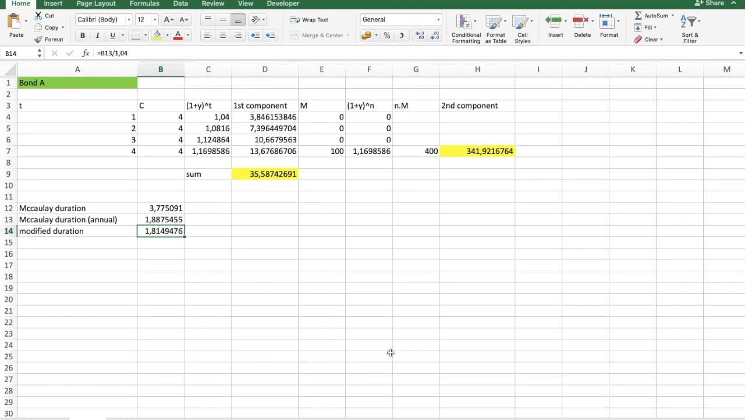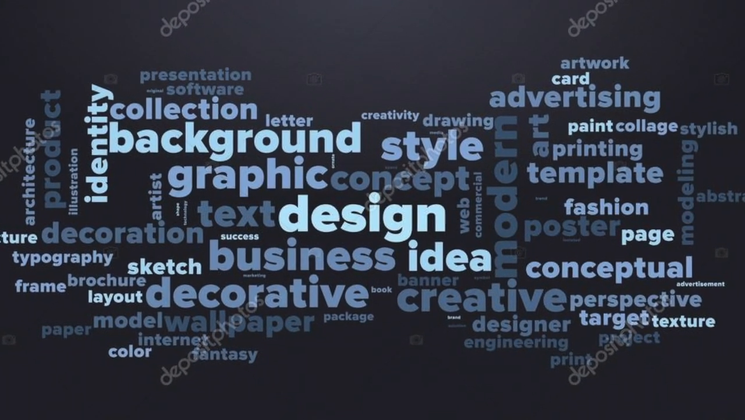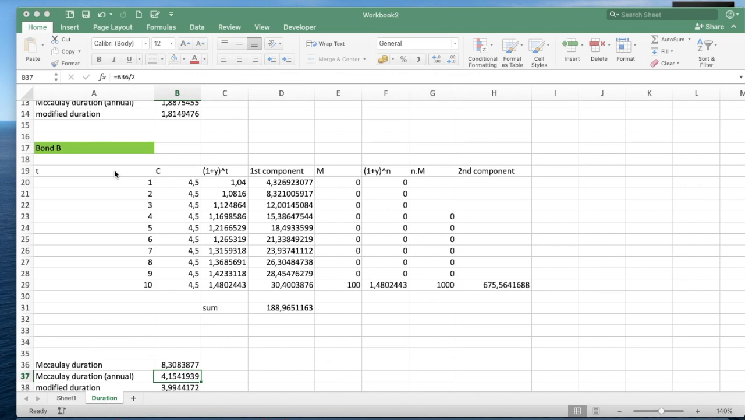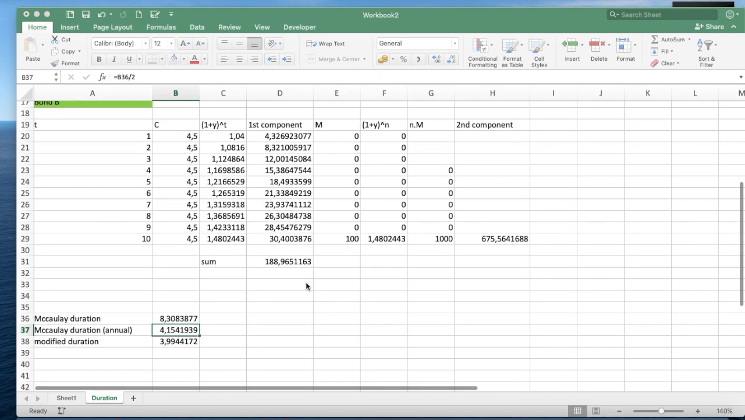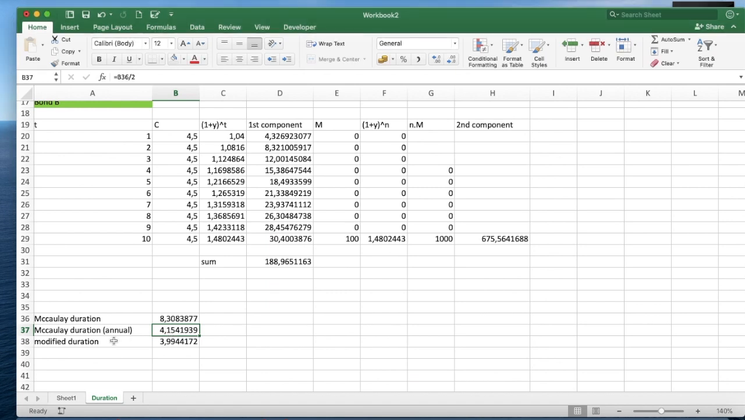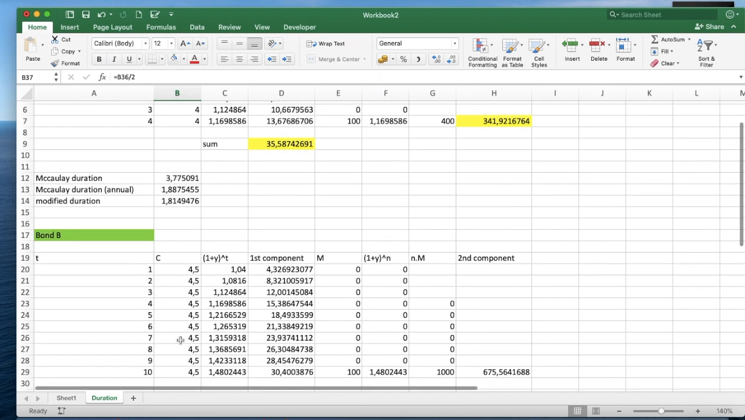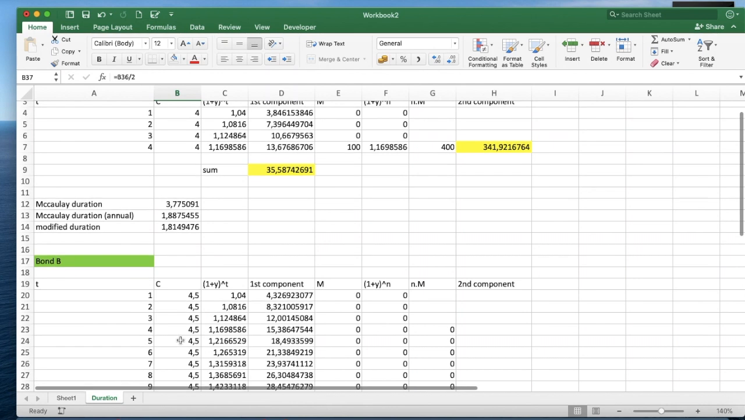Okay, guys. Now all we have to do right now is just to repeat the same process for bond B. And that's it. For bond B, we have just to pay attention to the number of periods and to the coupon payment for each year, right? We should just repeat the same process. So the Macaulay duration for bond B will be equal to the annual one, 4.154, while the modified duration is equal to 3.9944. So this is for bond B, right?